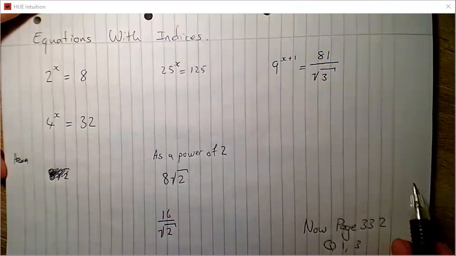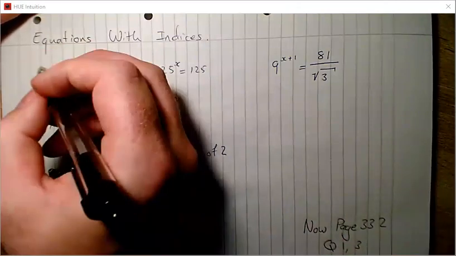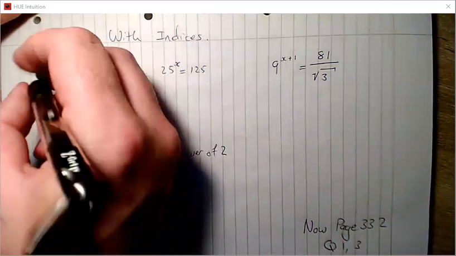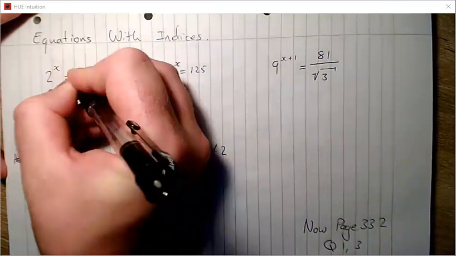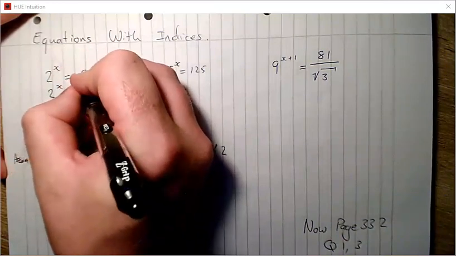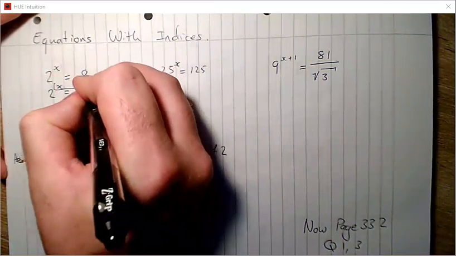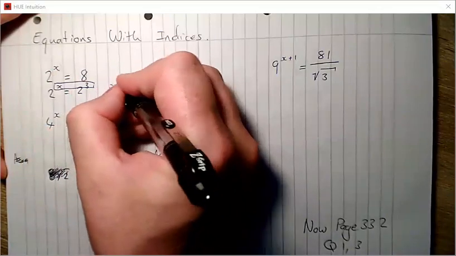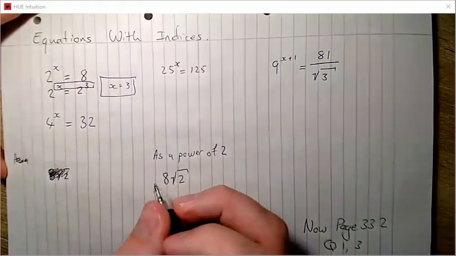Now you might spot that and you might go, well, it's 2 cubed. So 2 to the power of 3 equals 8. So you might say, yeah, x is 3. How do you get there? You'll say 2 to the x is the same as, change that 8 to base 2. So 8 is the same as 2 by 2 by 2, which is 2 cubed. And you say, well, x and 3, they're the same thing. So x equals 3.